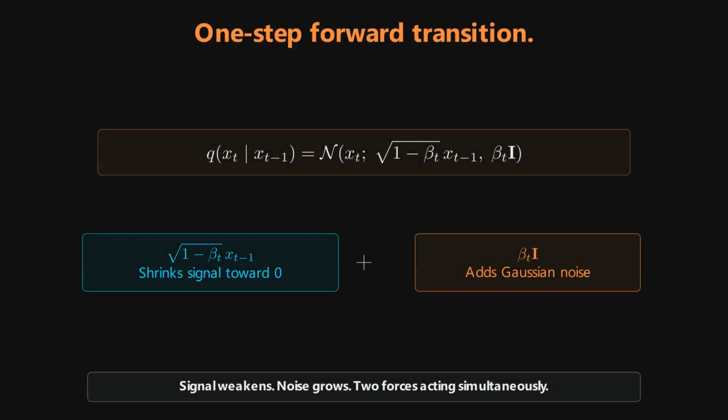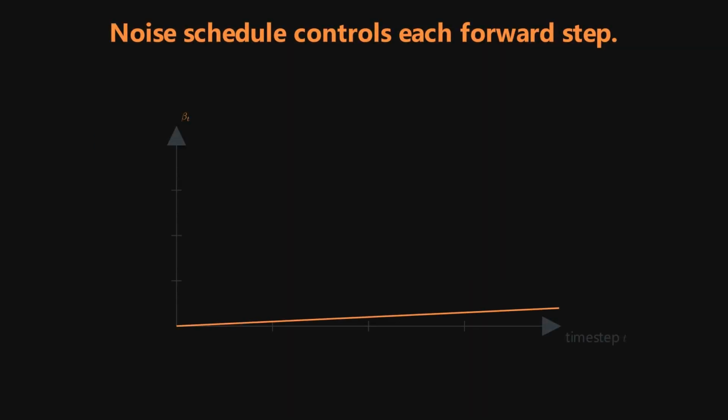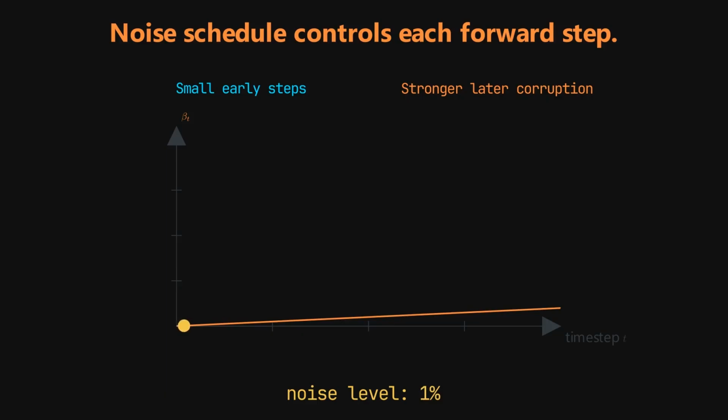At every time step, the transition has two jobs. First, it weakens the original signal. That is the square root of 1 minus beta multiplied by x t minus 1. Second, it adds new Gaussian noise, controlled by beta. So beta t is the noise schedule. It decides how aggressively we corrupt the image at each time step.